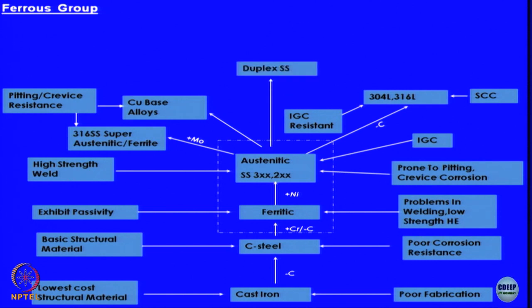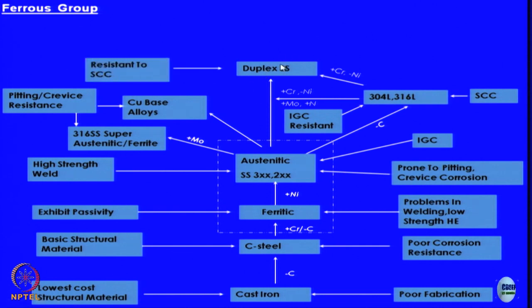You go into duplex grade stainless steels, right? Duplex grade stainless steel here means it consists of a ferrite phase and an austenite phase. How do you get it? If you go from austenite, you lower the nickel content, right? You increase the chromium content, you get into duplex grade stainless steels, okay? And so this is how you develop this kind of stainless steel, which is resistant against stress corrosion cracking, you see. But nevertheless, the alloy is still prone to what is called crevice corrosion.